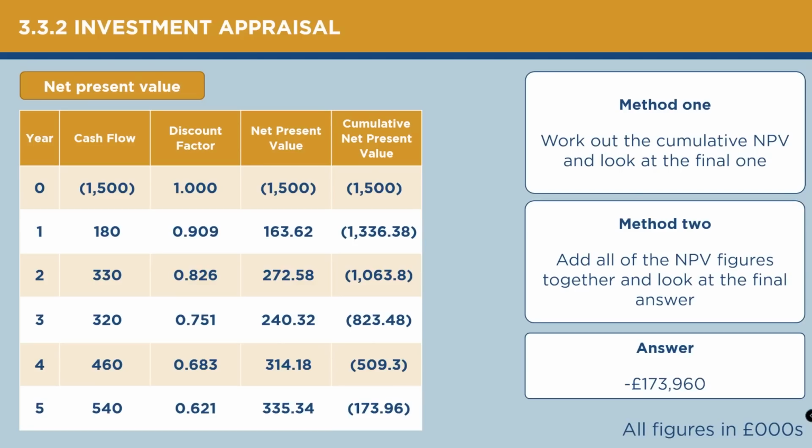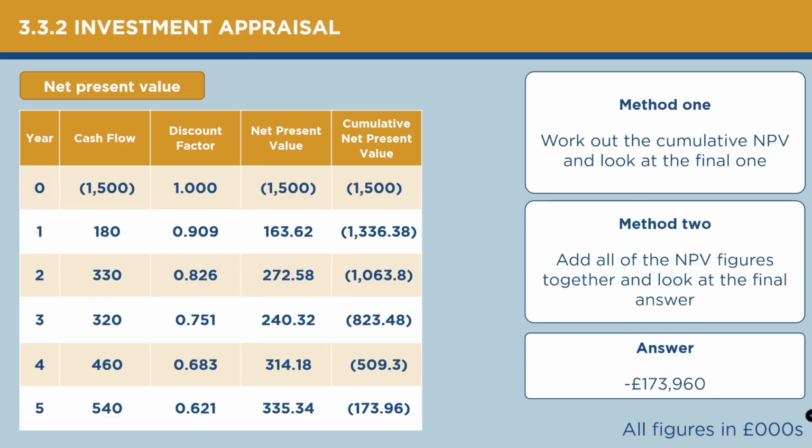So the discount factors effectively say, as I mentioned earlier, the further away we get from now, future cash flows aren't as valuable. They're not the same value as, like, that 540,000 in year 5. That's not the same as having 540,000 now. So we're going to times it by the discount factor. So you can see that discount factor is 0.621.